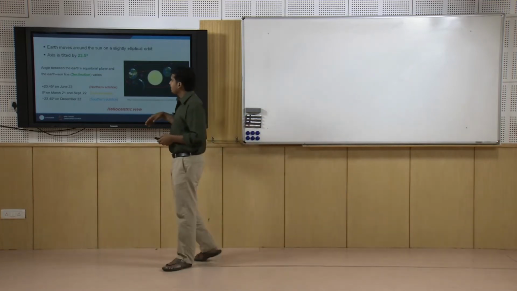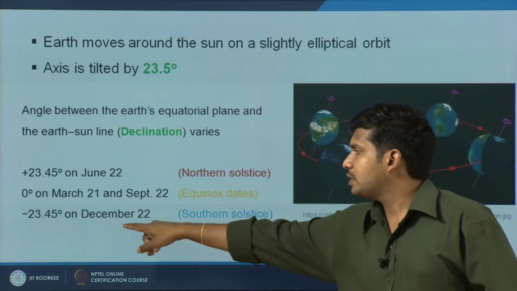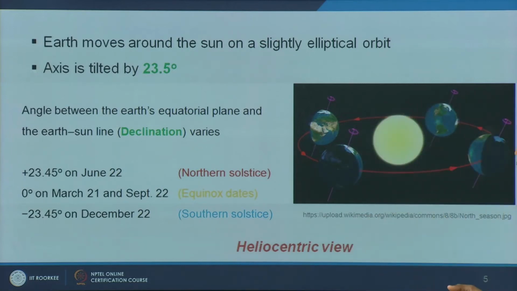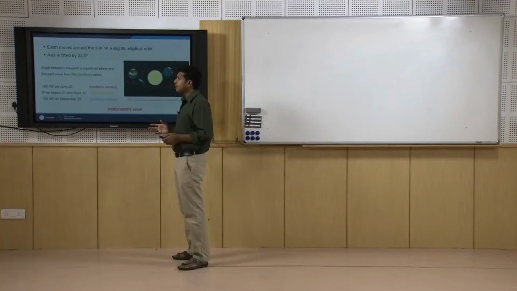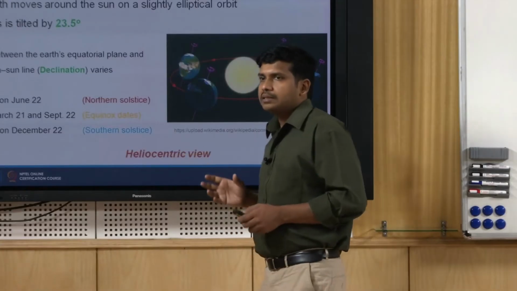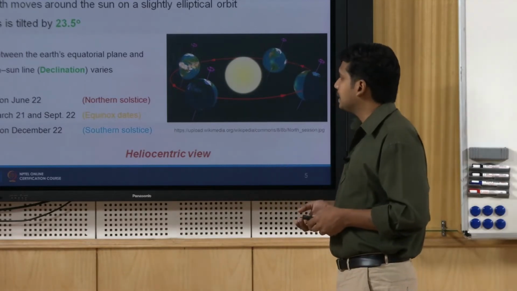For countries or locations in the northern hemisphere, this is called the summer solstice. On the other side, the winter solstice, or the southern solstice, occurs on December 22nd, that is minus 23.5 degree tilt. For locations in the northern hemisphere, we refer to this as the winter solstice. This is where you get the shortest day and longest night, and typically we get minimum temperatures in this season.